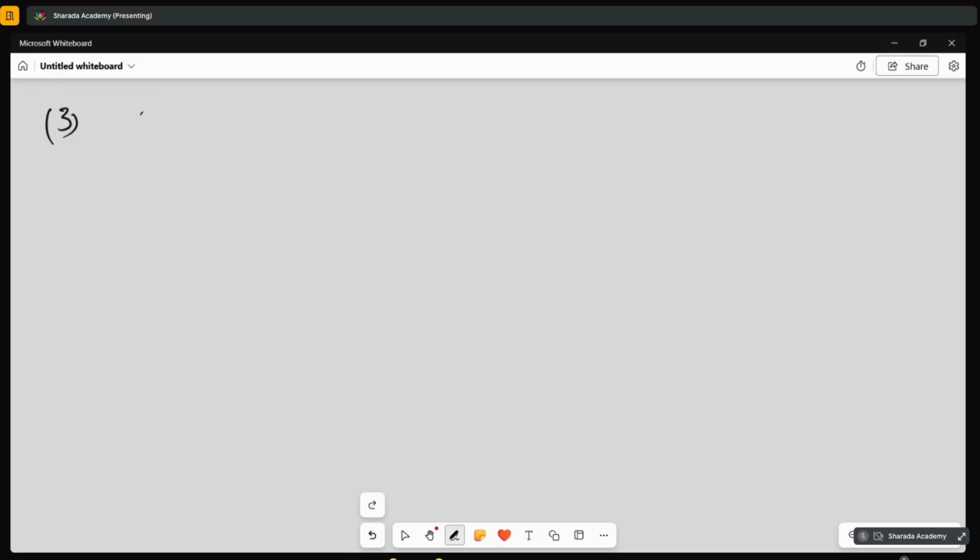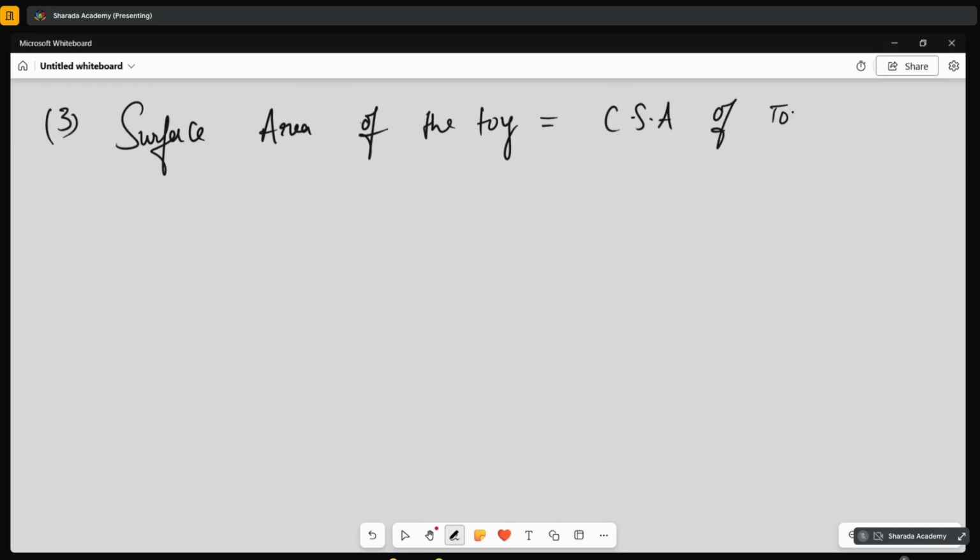Write down the surface area of the toy. Surface area of the toy is equal to the curved surface area of the cone plus the curved surface area of the hemisphere. So what is the curved surface area of a cone? Pi into r into L. What is the curved surface area of a hemisphere? 2 pi r square.